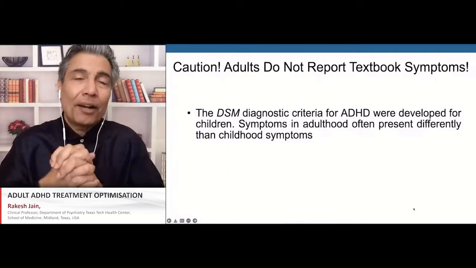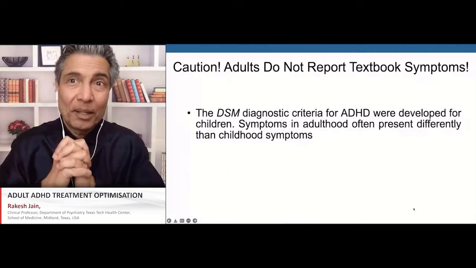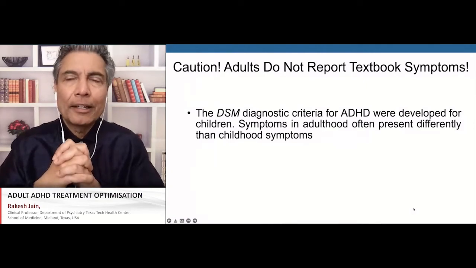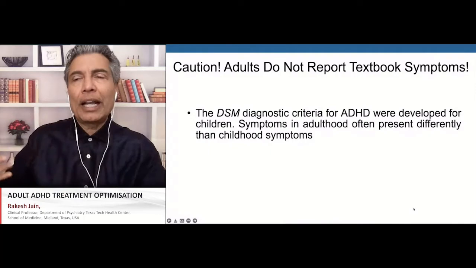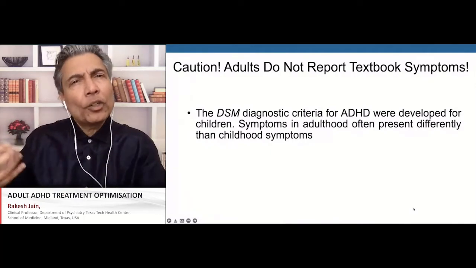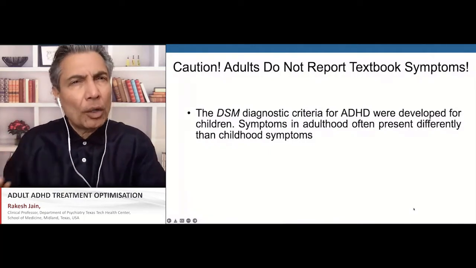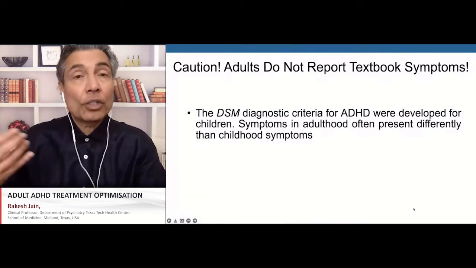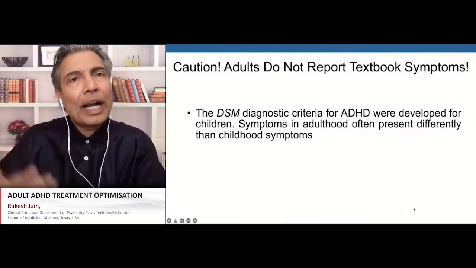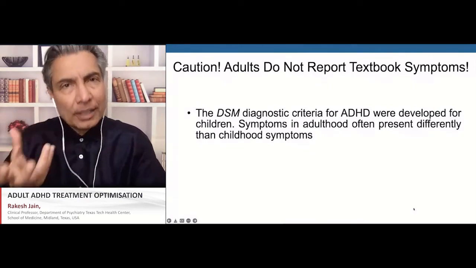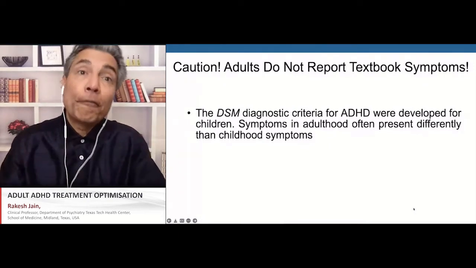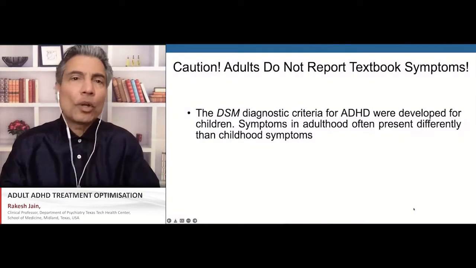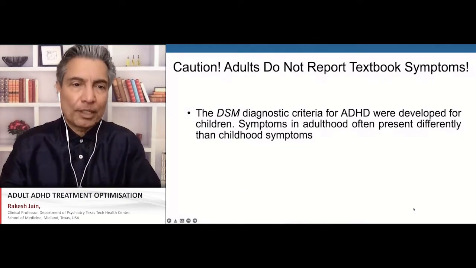So playing quietly, how does that apply to a 40-year-old? Well, a 40-year-old is not typically playing. So how do I try and explain that? So I have to use adult language. I have to say things such as, well, when you're trying to do things, do you often talk when you're not supposed to? Or do you find yourself jiggling your foot? Do you find yourself interrupting a great deal? I have to kind of slightly adjust the DSM items to perhaps fit what would be adult specific. So caution, adults do not always report textbook symptoms.